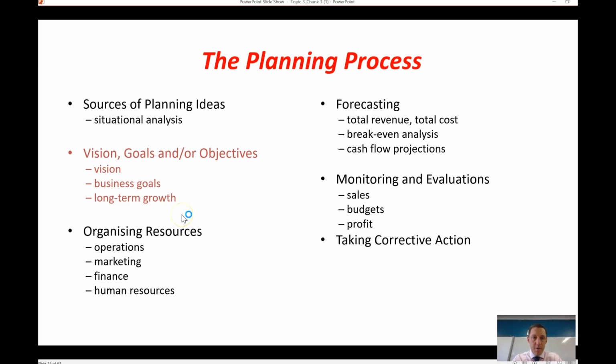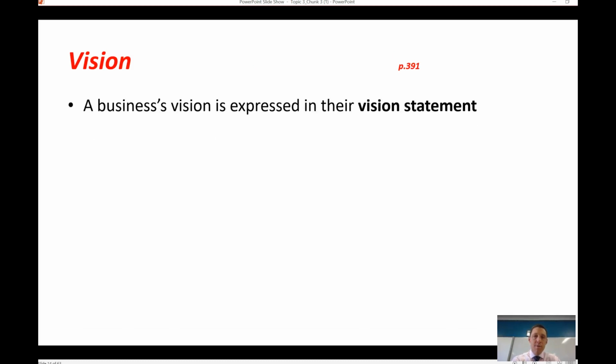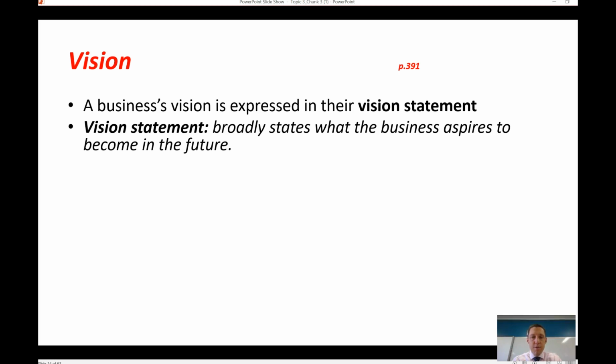Okay, this video is going to focus on the next part of the planning process, which is all about establishing a vision, or what is the vision for the business, setting some goals, and or some objectives for the business. So when we're talking about the vision, we're really talking about vision through the vision statement.